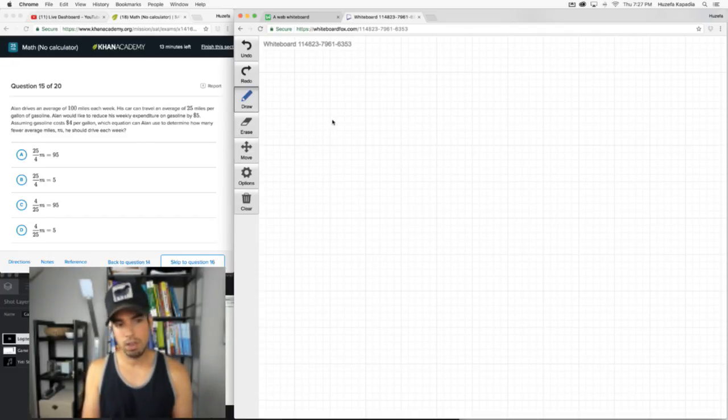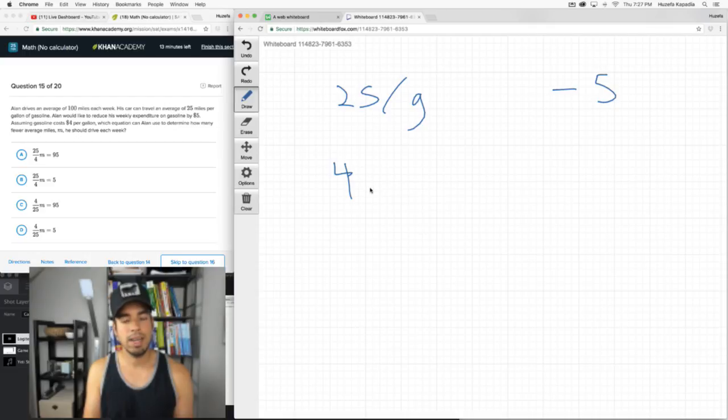Alan drives an average of 100 miles each week. His car can travel an average of 25 miles per gallon. He would like to reduce his weekly expenditure on gasoline by $5. He wants to drop 5. Assuming gas costs $4 per gallon, every gallon he's spending $4, meaning he's spending $4 every 25 miles.